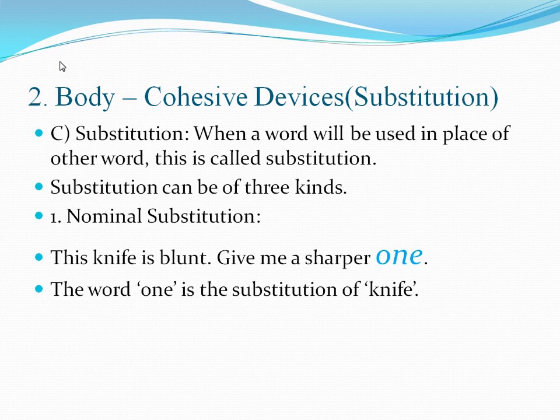And another is substitution. When a word is used in place of another word, this is called substitution. The knife is blunt. Blunt, you know? Bhota. And give me a sharper one. Here one indicates knife. So we can write this sentence: This knife is blunt. Give me a sharper knife. Instead of saying knife, what did we say there? Give me a sharper one.